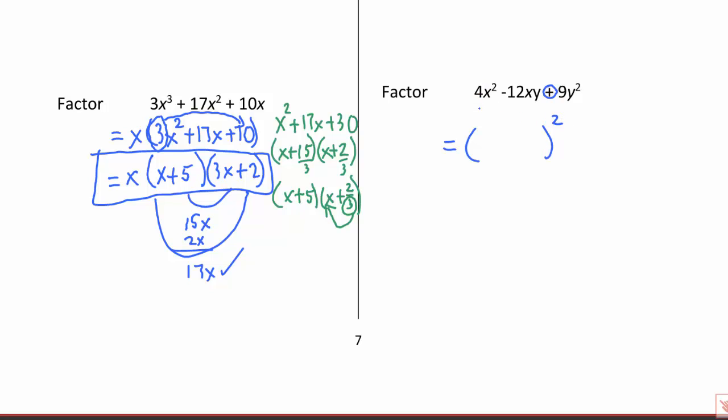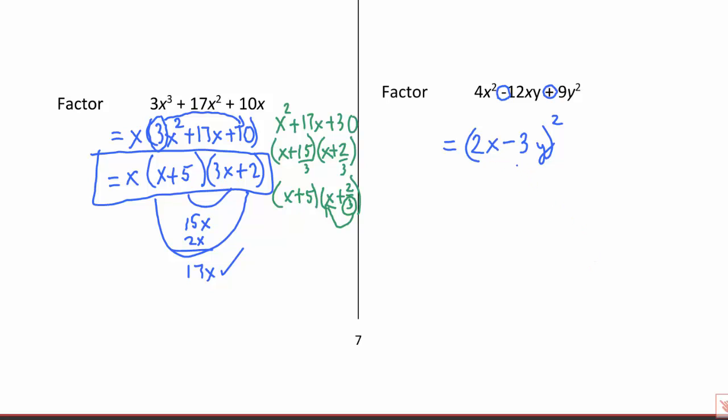So what's the square root of 4? 2. Square root of x squared? x. Square root of 9? 3. Square root of y squared? y. The sign in between is the one that's most difficult usually, but it's always right there. So it's a minus sign.